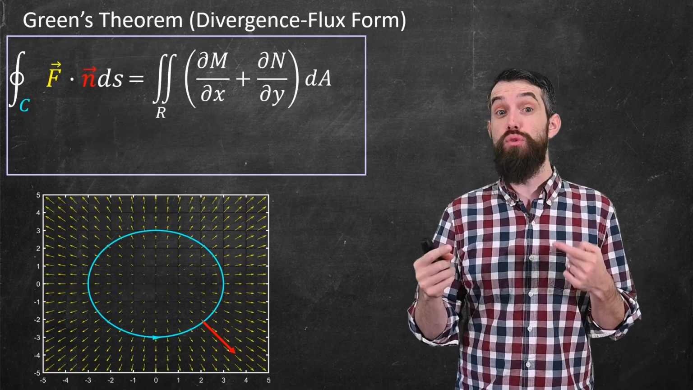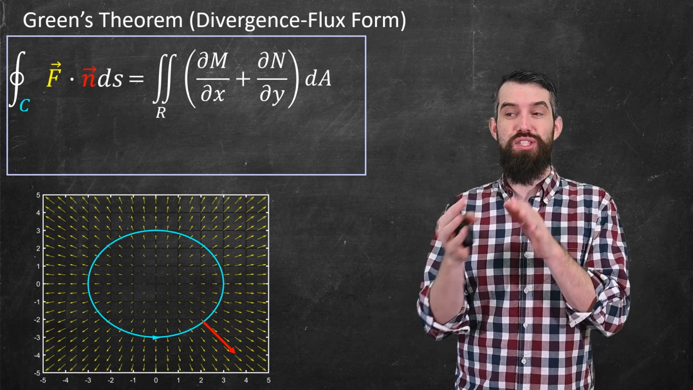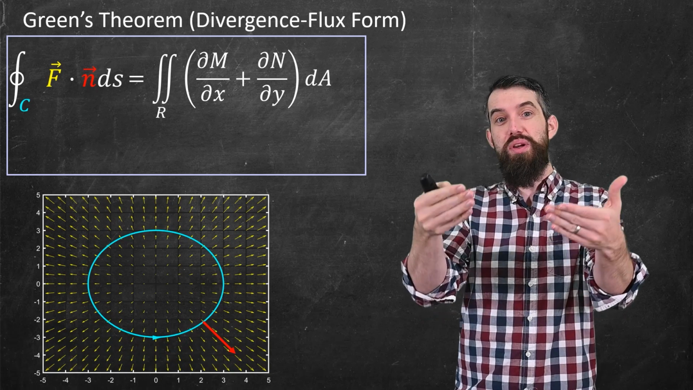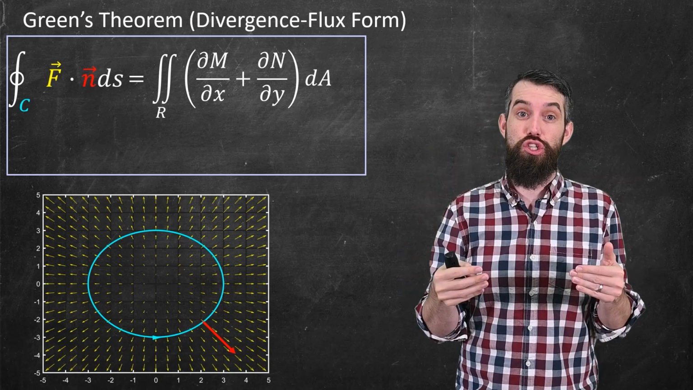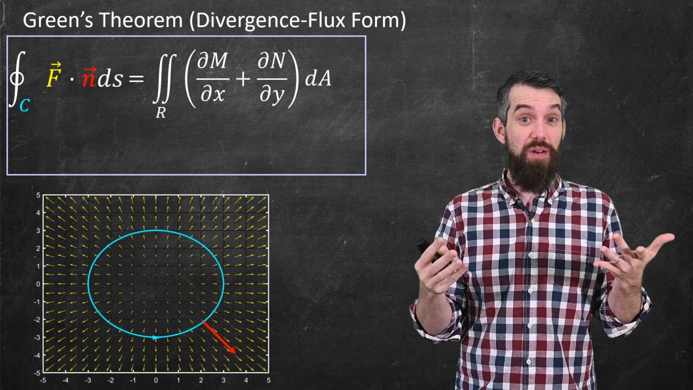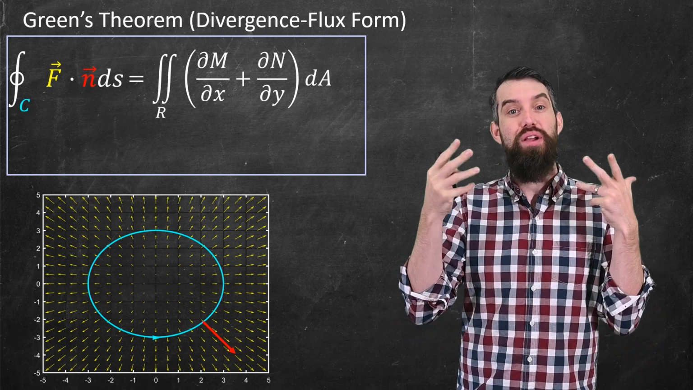Now, let's go back and review Green's theorem in its divergence or flux form. When we previously talked about Stokes' theorem, we saw that Stokes' theorem was a generalization of one half of Green's theorem. Today, in this video, the divergence theorem is going to be the generalization of the other half of Green's theorem.